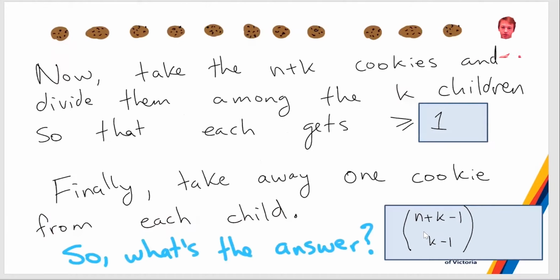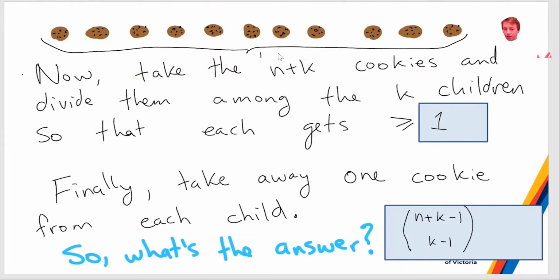So the n plus k minus 1 comes from the fact that we took n cookies and increased the size to n plus k. Imagine there are n plus k cookies. You don't have to go bake more cookies, you just imagine there's n plus k. And how many ways can I divide those up into k bins? Well, that's the same as choosing k minus 1 dividers, so that all the bins have at least one cookie.